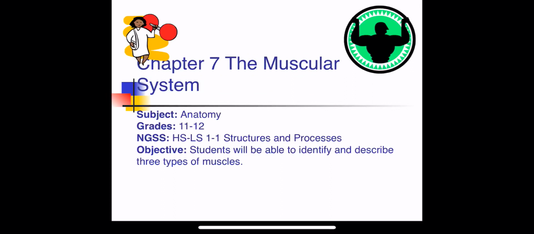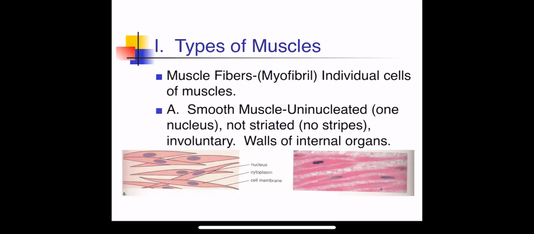Hey guys, as you know, this is an anatomy class and most of you are 11th to 12th grade students. We're going to be focusing on the Next Generation Science Standard for high school students, Section 1.1, Structures and Processes. So basically, we're going to be looking at Chapter 7, the muscular system, and the objective that I want you to be able to do by tomorrow is you should be able to identify and describe the 3 types of muscles we're going to talk about in this video. Let's get started. Types of muscles.